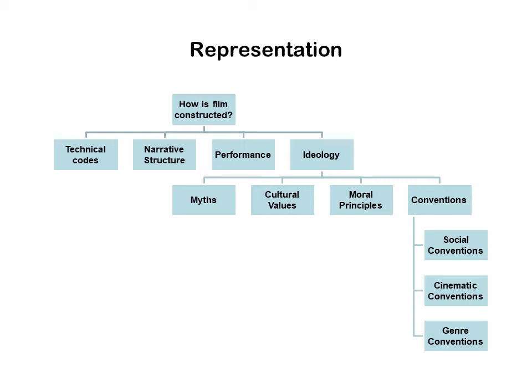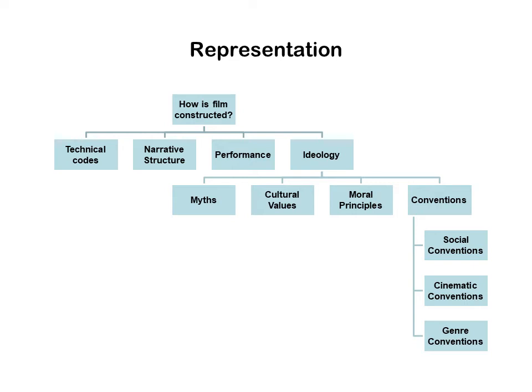To summarize the different ways we look at film, we should remember that film is not reality. It's constructed and manipulated. How is it constructed and manipulated? We should look at the combination of technical codes, narrative codes, performance and ideology. When we discuss how film is constructed, we should think about technical code, narrative, performance and ideology. The most important thing, representation, is an ideological idea.